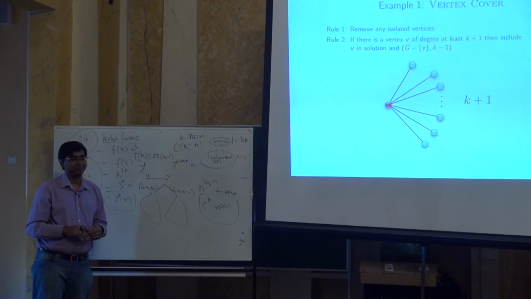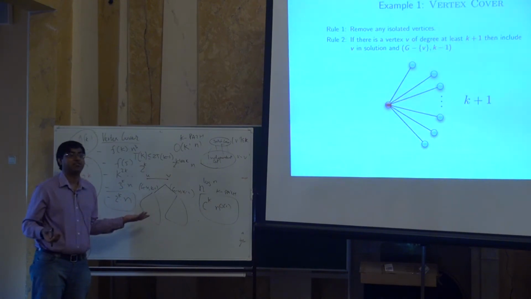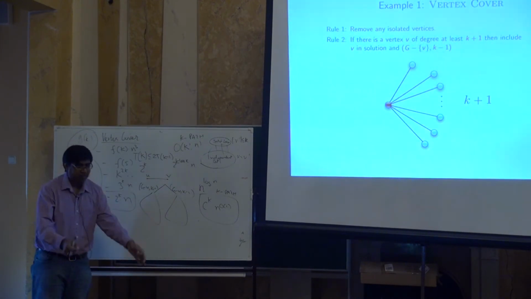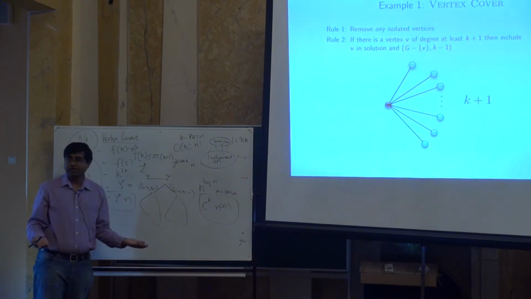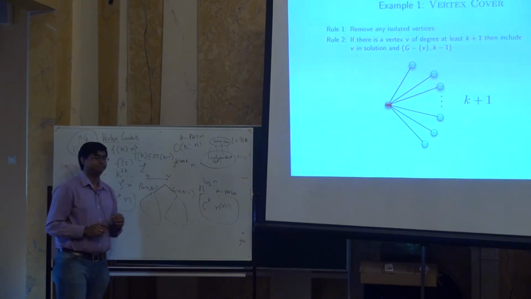Question: How did you choose this particular edge? I picked any edge, because from any edge, my vertex cover has to pick one of the two endpoints. So you just pick some edge. This is the whole point, right? You pick some edge and do this. Nothing special about it.